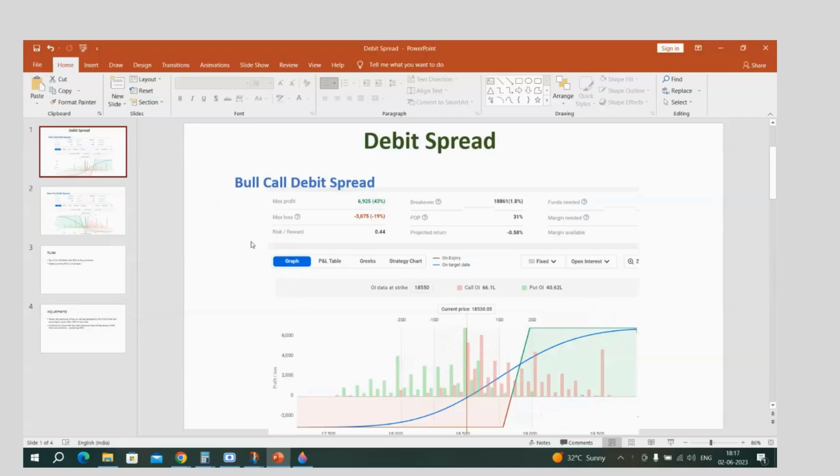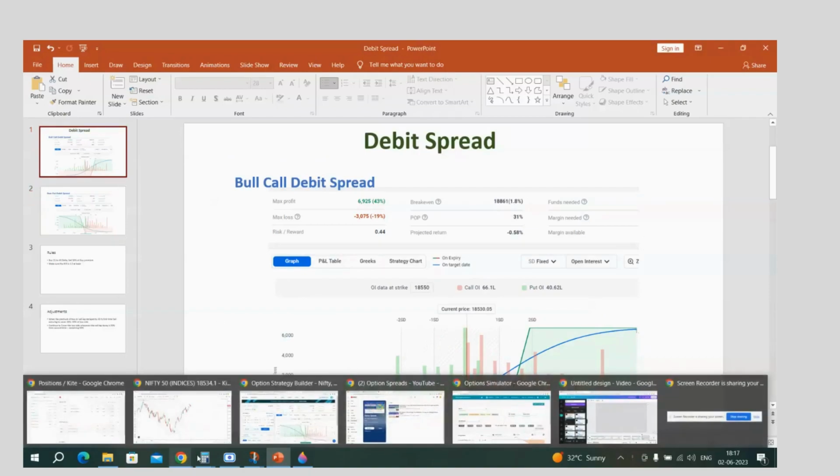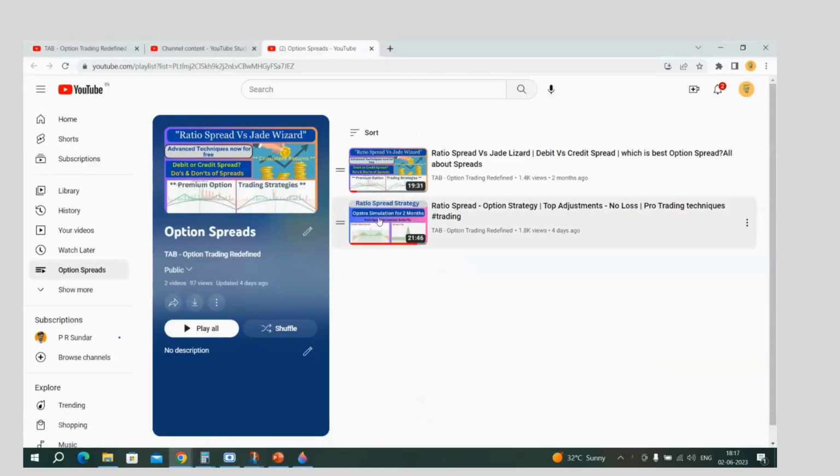Last week we saw the ratio spread, how to make adjustments, and how to make it lossless. We also saw the rules to create the ratio spread. Before that, I also covered different spread types, how to create and adjust them, and the scenarios we have to consider to create them. You can see these videos if you have not seen them already. You will get some information before seeing this video, and I'll put them in the description.